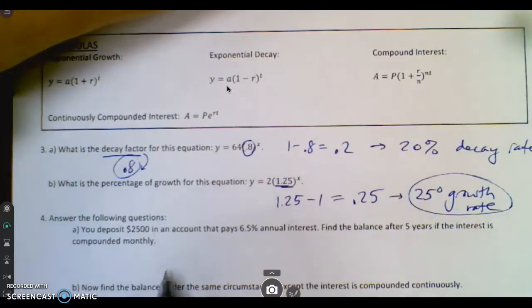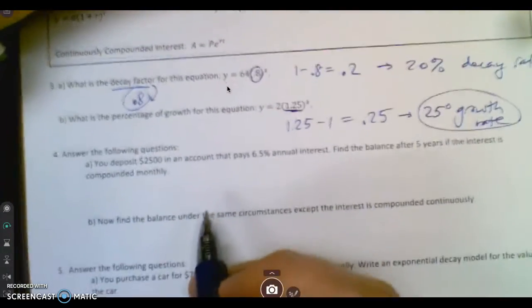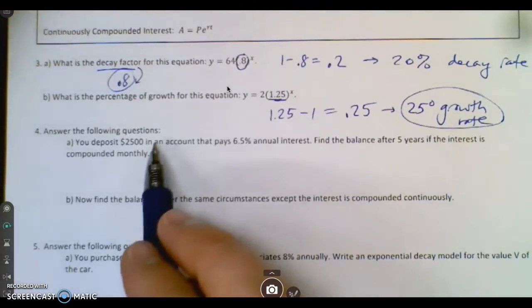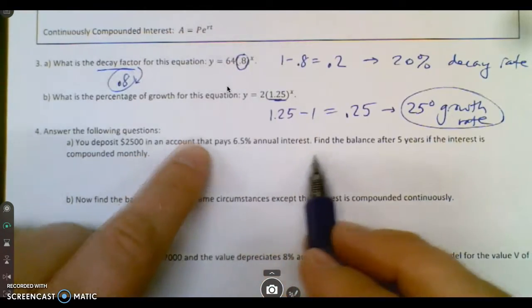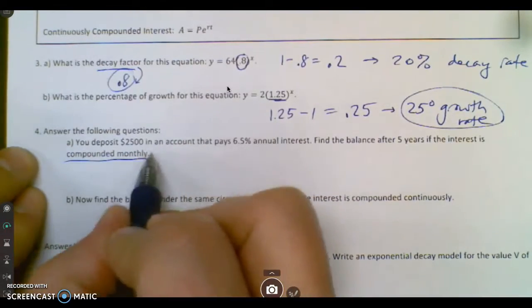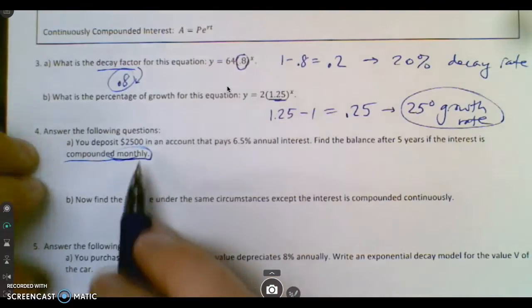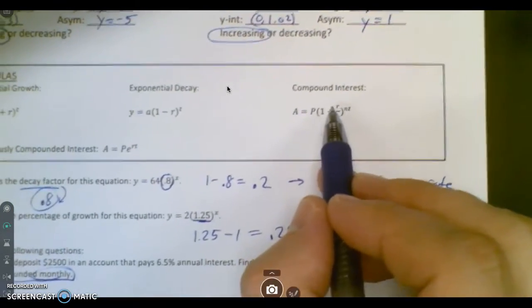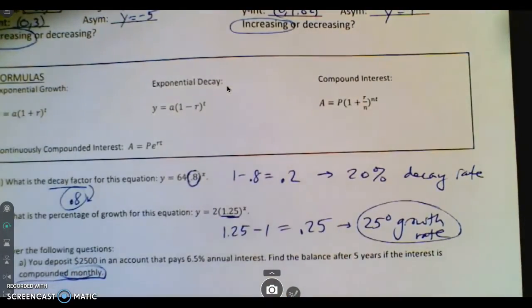Okay, so there's that one. Answer the following questions. So here you just got to pick the right formula. Since I read through here and I see this phrase here, this is important. When I see compounded monthly, I know I'm going to use the compound interest. The only time I don't, and I see the word compounded, is if it says continuously.